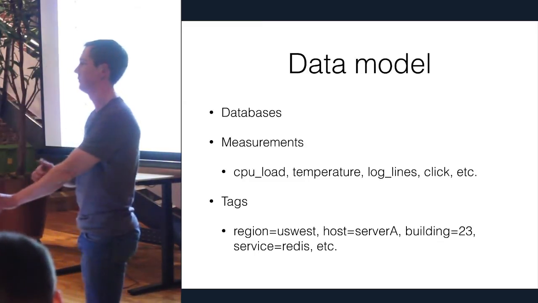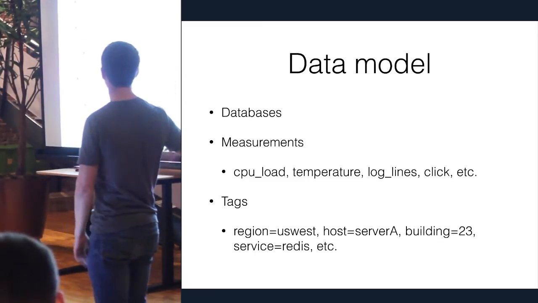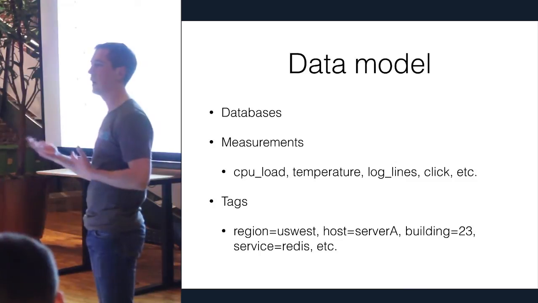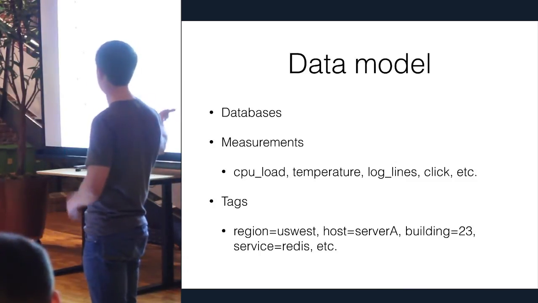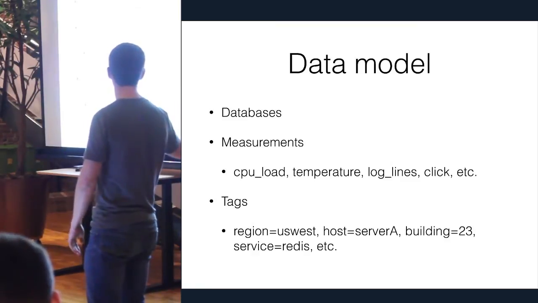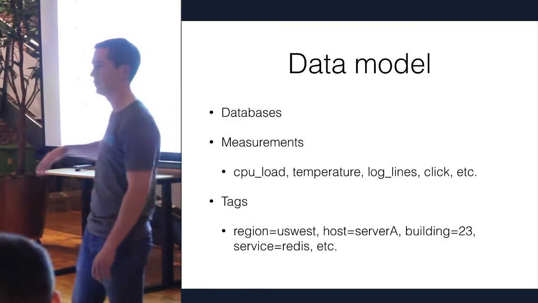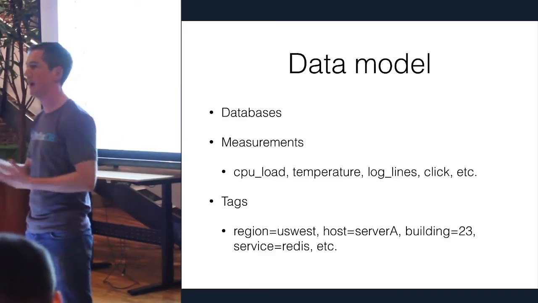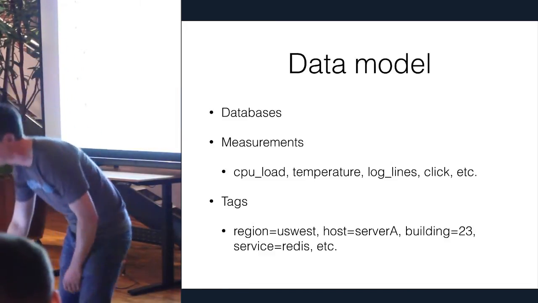Then you have tags. Tags describe the data that you're taking in. It's metadata that describe it, right? So tags are key value pairs. Say region equals US West, host equals server A, building equals 23, service equals Redis. Those are all tags. They're metadata that describe the measurements that you're taking.